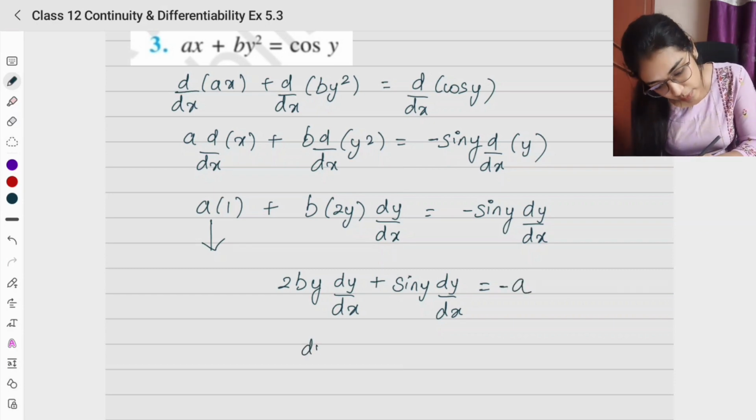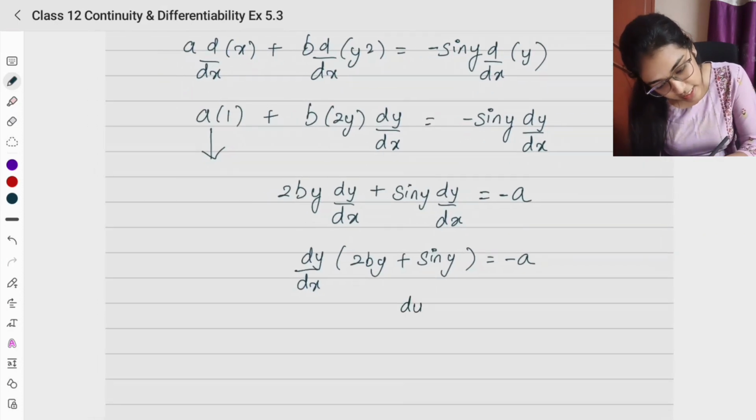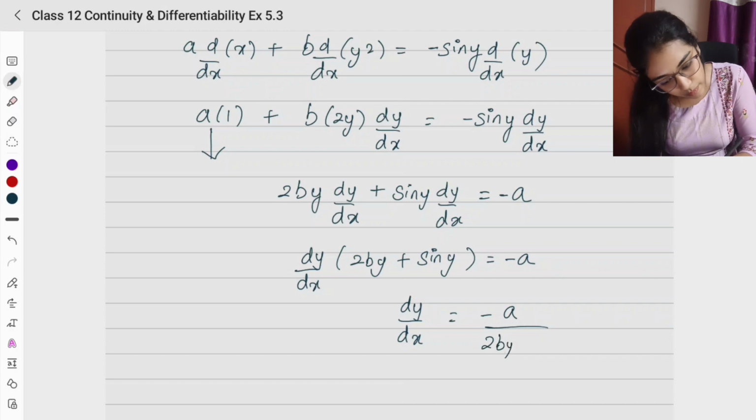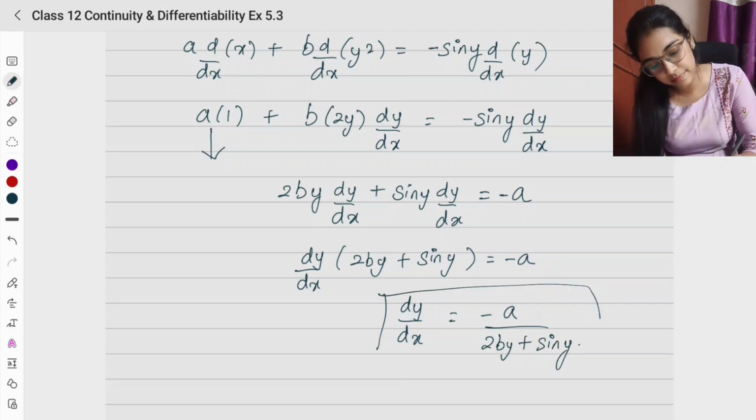Now taking dy by dx to be common, 2by plus sin y equal to minus a. So what is my dy by dx? Dy by dx is equal to minus a divided by 2by plus sin y. Okay, so this is my final answer.